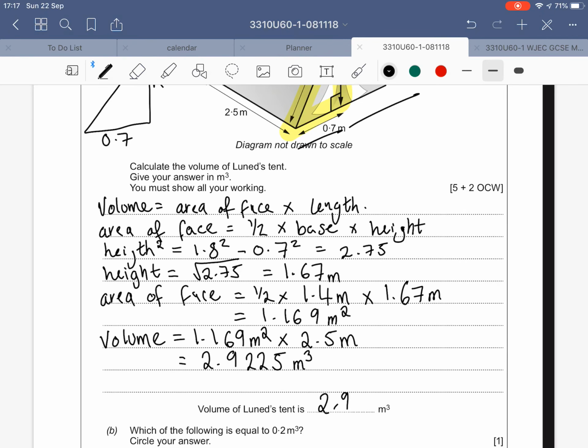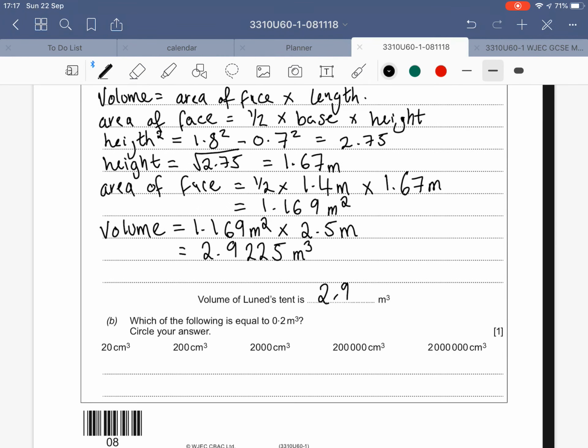It doesn't tell you what to round to, so round to whatever you want. Which of the following is equal to 0.2 meters cubed? Circle your answer. So they're all in centimeters. You need to know centimeters into meters, but you also will need to know how many centimeters cubed in a meter cubed. You should know that there's 100 centimeters in 1 meter.